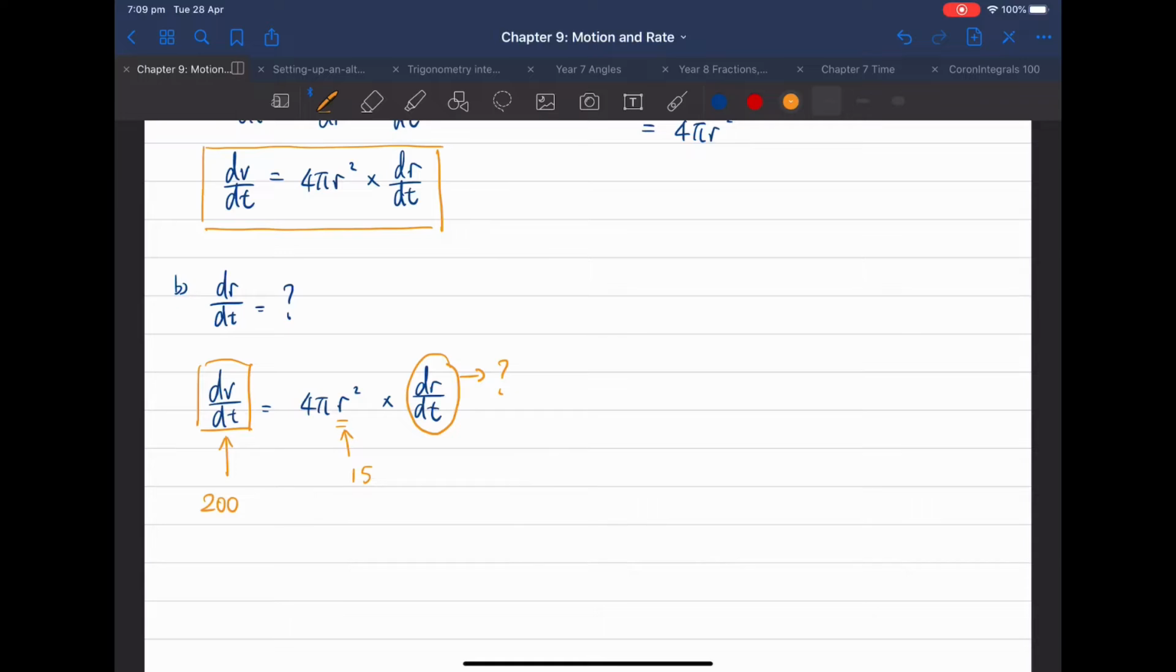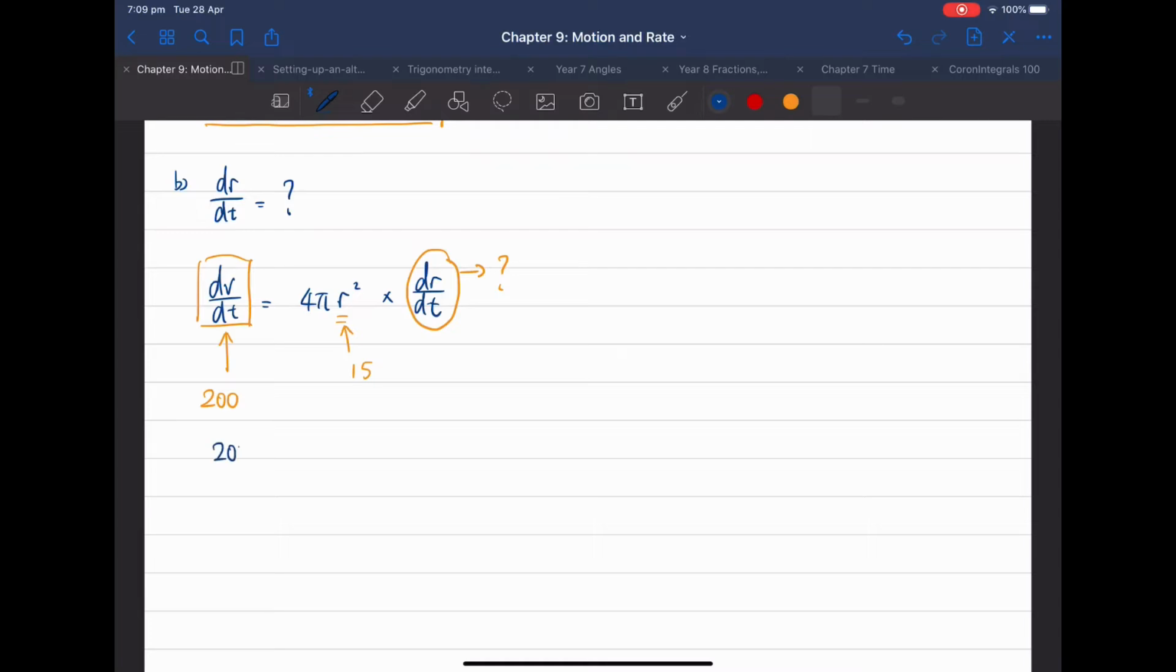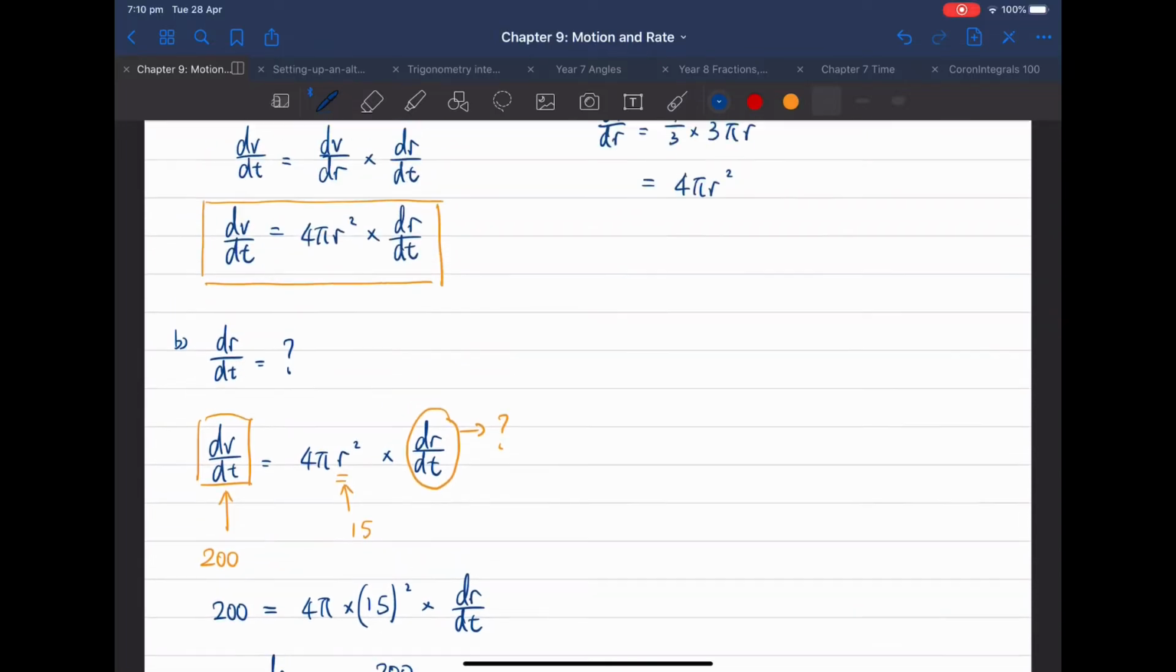Okay, so that becomes a really easy question because it's all about substitution now. So now we'll just substitute everything we need. 200 is equal to 4 pi times 15, that's just r, but we have r squared, so 15 squared, times dr over dt. Now remember, we're finding dr over dt, so all we have to do now is solve the equation. And this is really easy and straightforward to do.